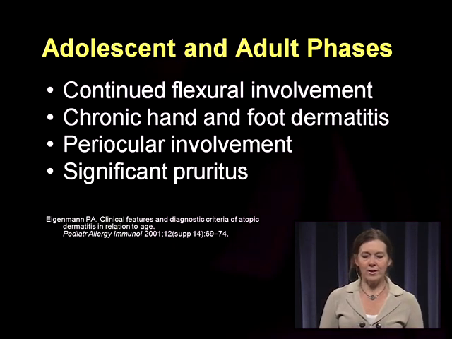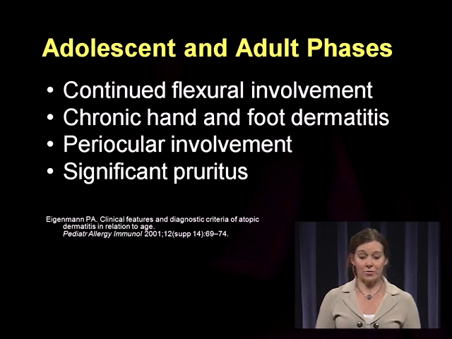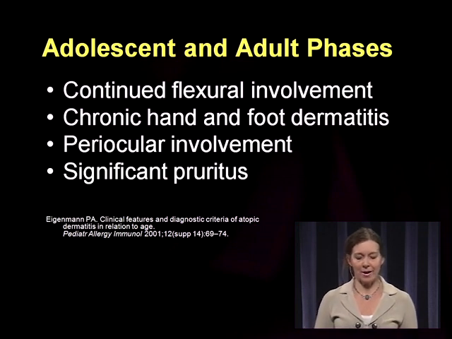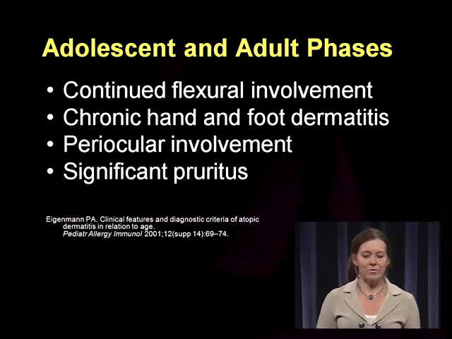All right, and then moving on to the adolescent and adult phase, they continue to have flexural involvement, but they also tend to develop hand and foot dermatitis, and it's often that they have periocular involvement. It's believed that the increased hand involvement may be due to more contact exposures. So here we see the periocular involvement that's quite dramatic. You can see hyperpigmentation, a lot of lichenification from chronic rubbing around her eyes.